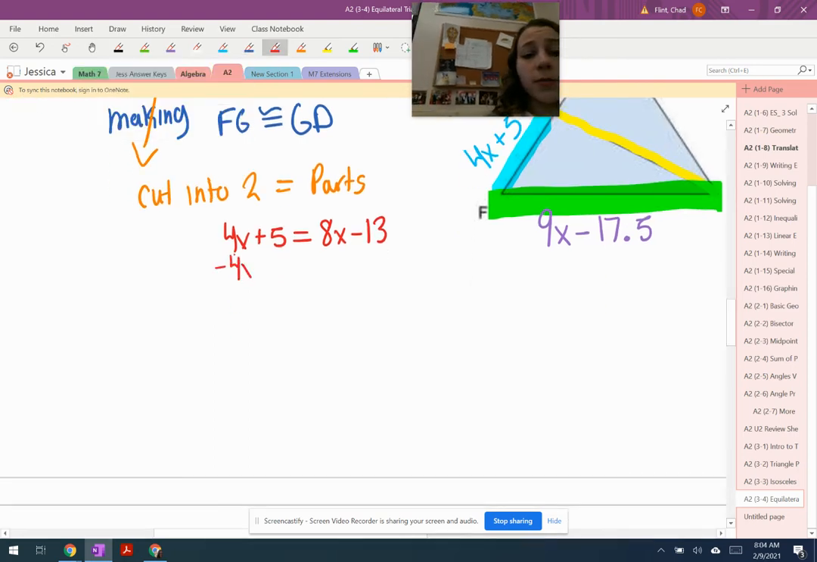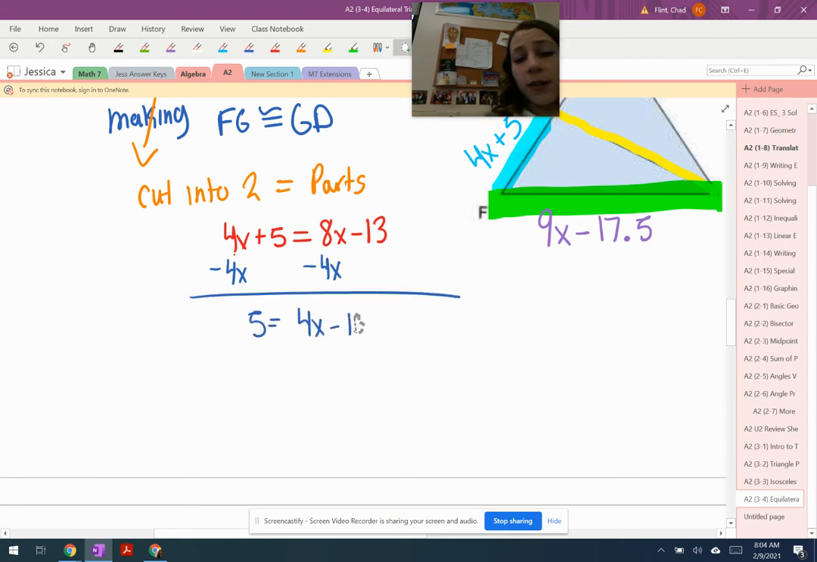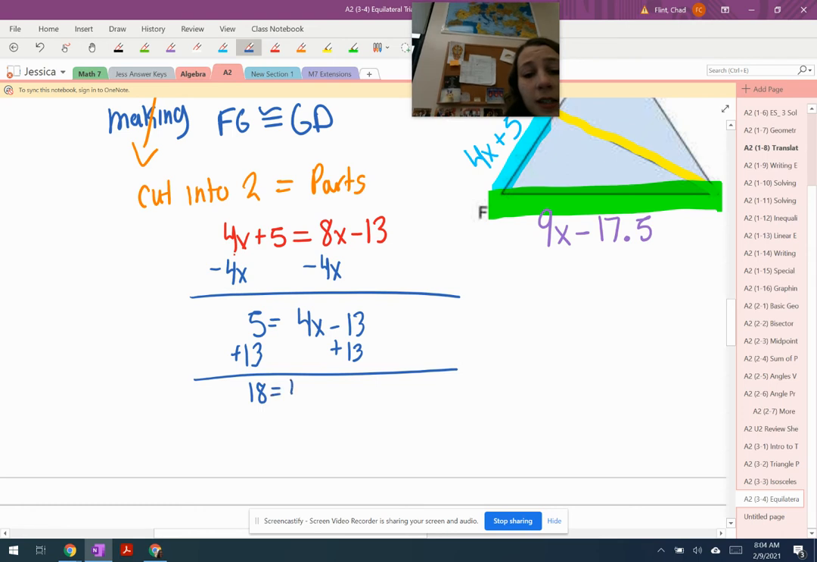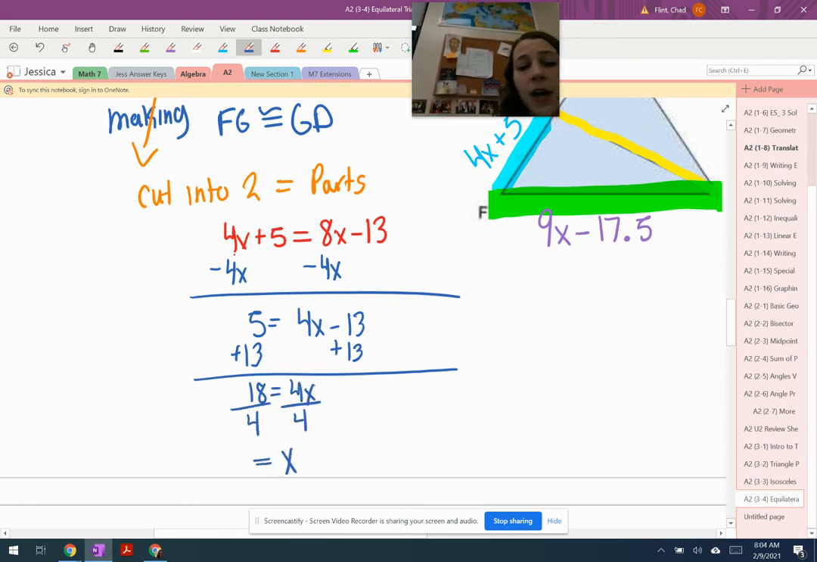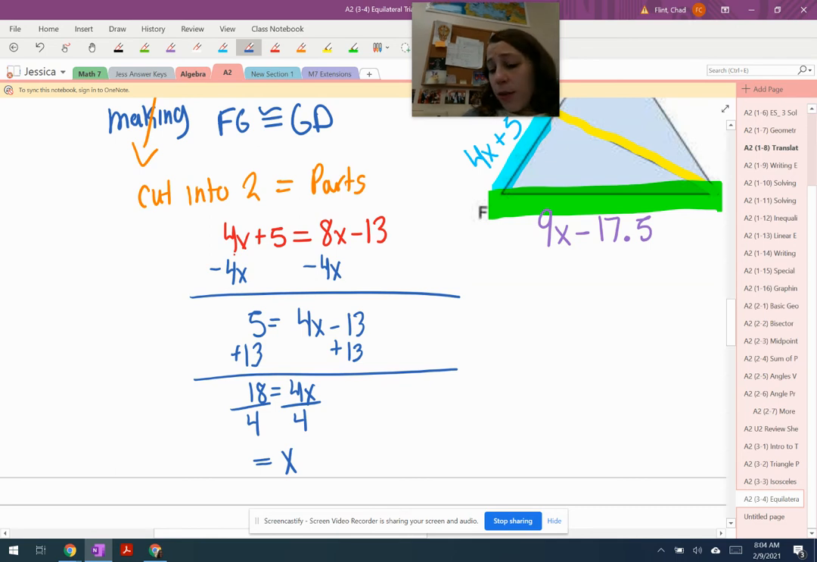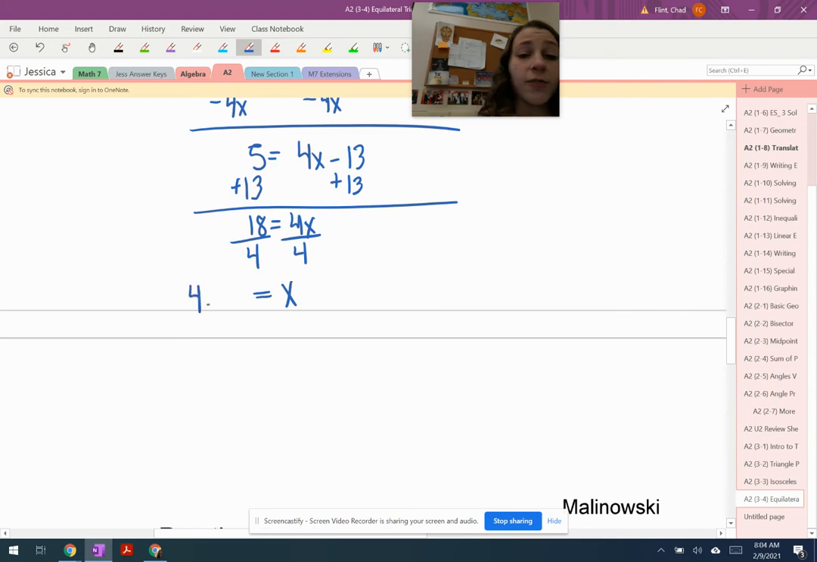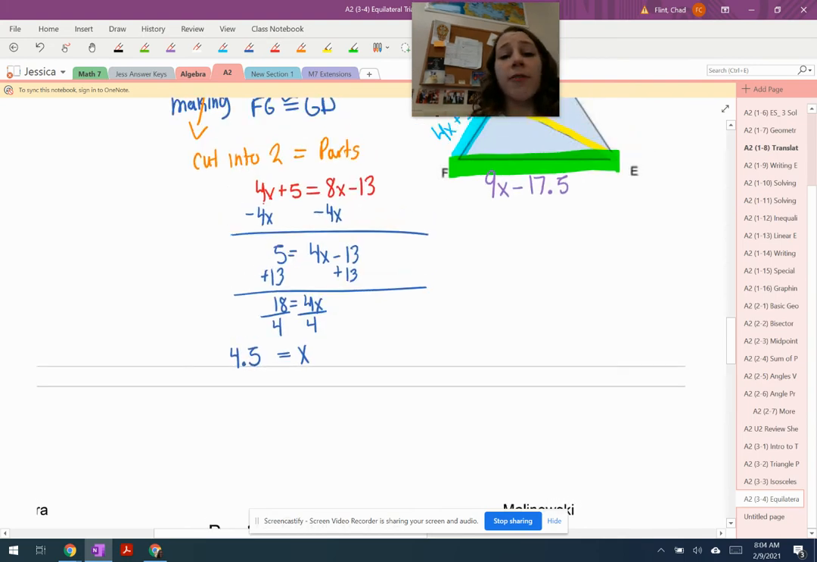Minus 4x to both sides. Let's do that in a different color. 5 is equal to 4x minus 13. Add that 13 to both sides. 18 is equal to 4x. Divide by 4, divide by 4. 18 divided by 4 should be a relatively normal decimal, and it gives me 4.5. So I have that x value.